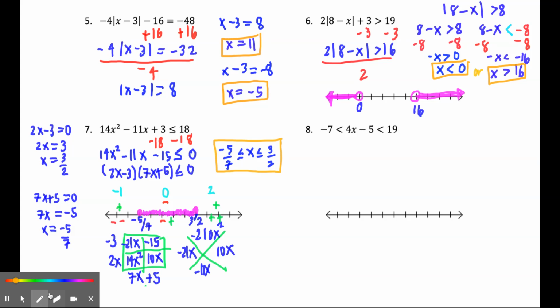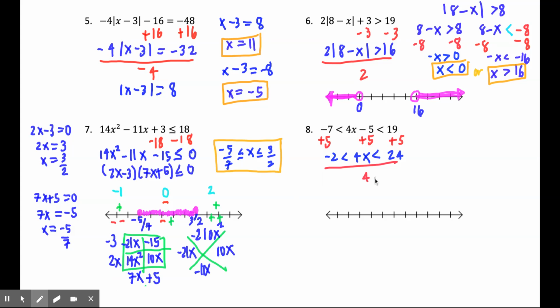Okay, so for this one, it's a compound inequality. So I would just isolate x in the middle. So you want to add 5 to get x by itself in the middle. And if you add it in the middle, then you got to add it on the right and then on the left. And then you get -2 is less than 4x, which is less than 24. And then you divide by 4. And then -2 divided by 4 is -1/2. And then 24 divided by 4 is 6.